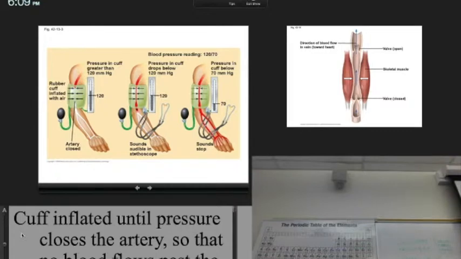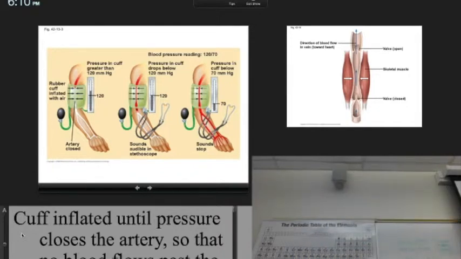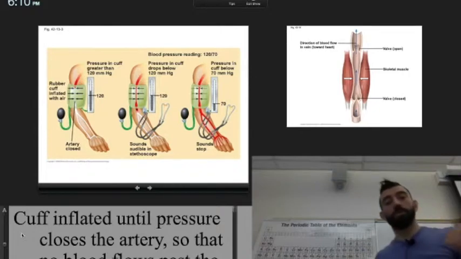So they usually have a stethoscope or something downstream of the cuff, and they wait until it has completely constricted blood flow. That means the pressure of the cuff is now greater than the pressure of the artery, because the artery can't apply enough pressure to continue supplying blood to your arm. Then they relax the cuff until they can start hearing blood flow happen. The point at which they can start hearing blood flow is your systolic pressure.